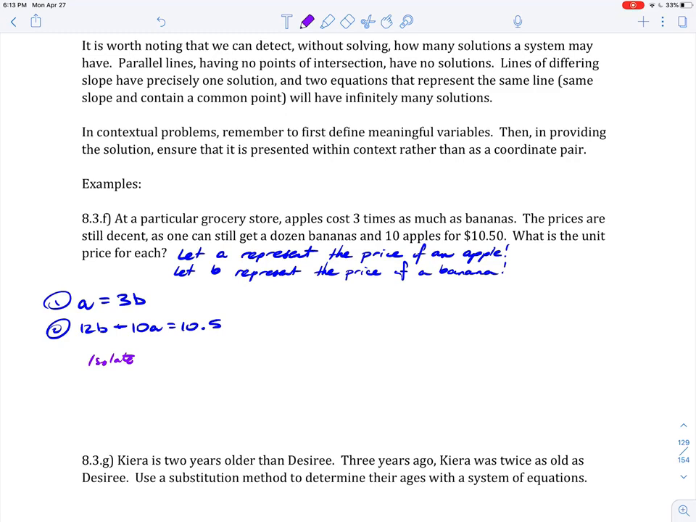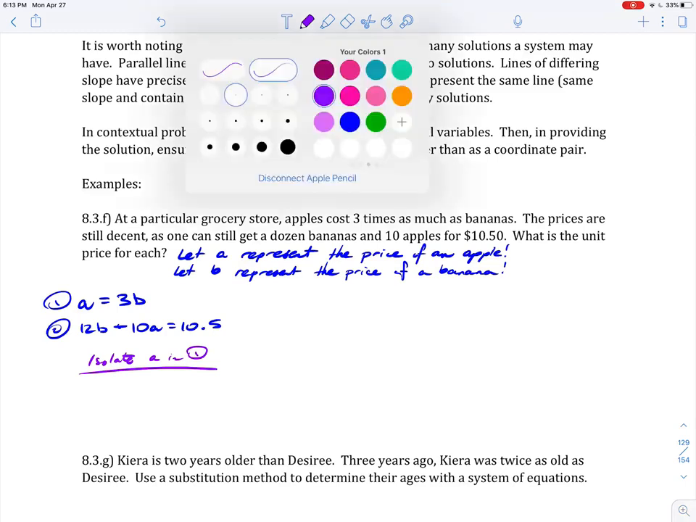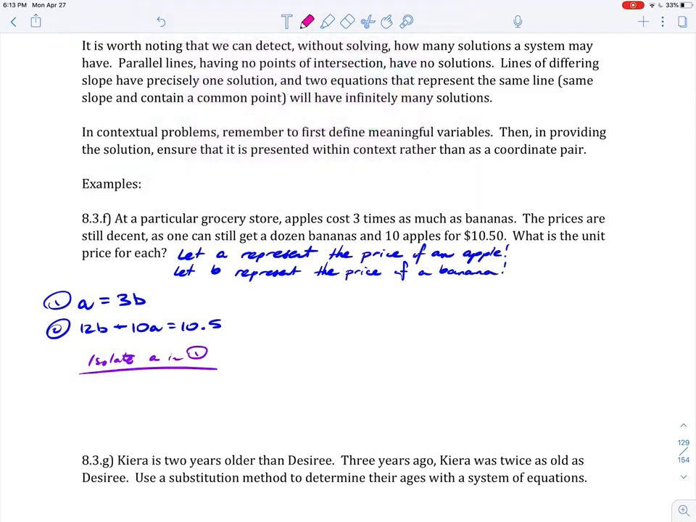Anyways, I'm going to isolate this. I think isolating A in equation 1 makes the most sense, because it's already isolated.